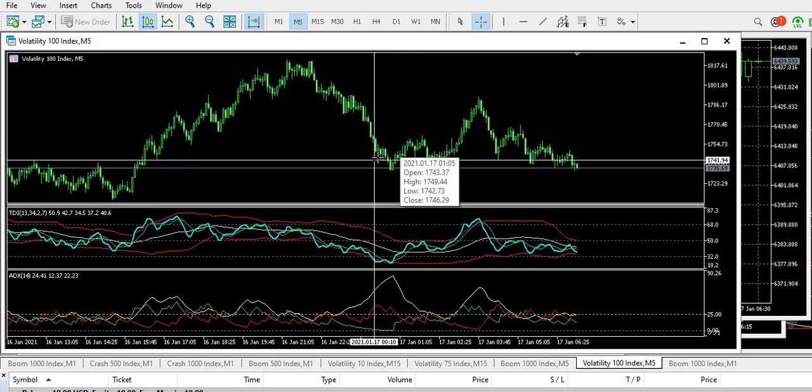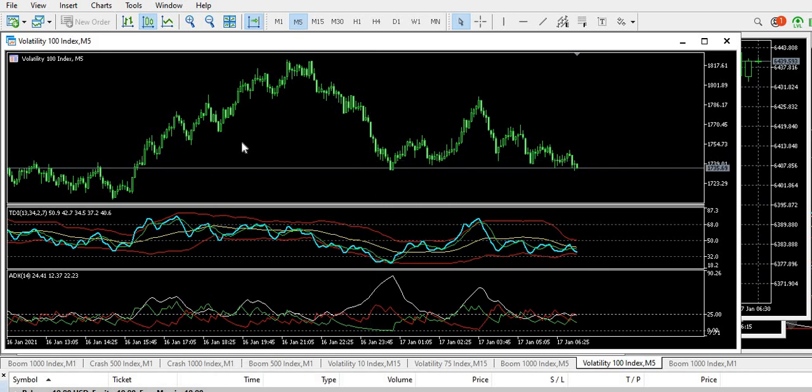So this strategy works well for all the volatility indices. Like you see, this is volatility 100. It works well for all the currency pairs, except those moments when there is news release. It also works well for commodities like gold and oil, and it works well for the boom and crash indices, but on a higher time frame of 30 minutes and above.